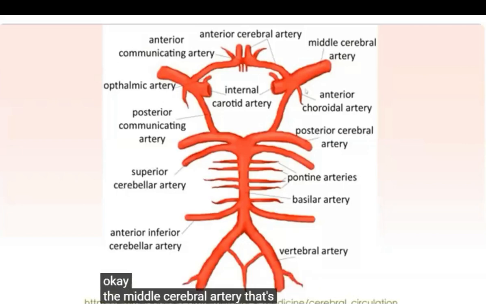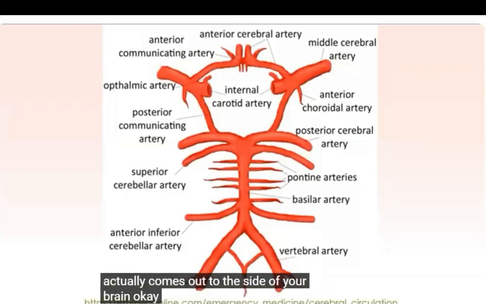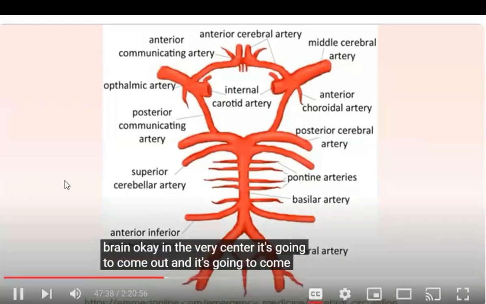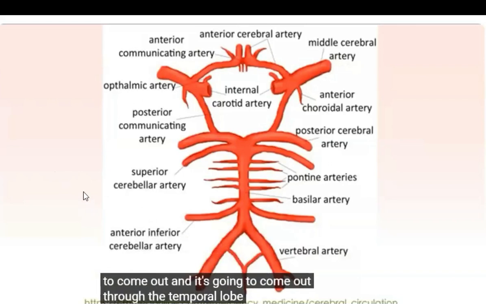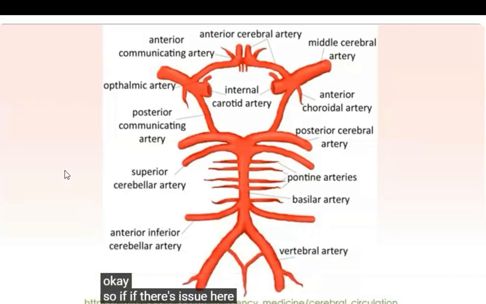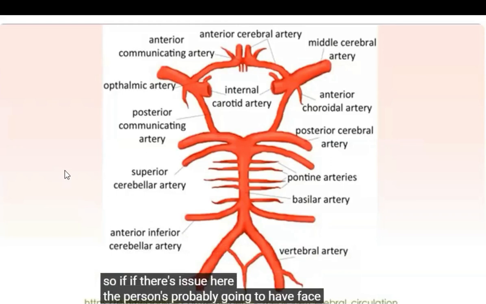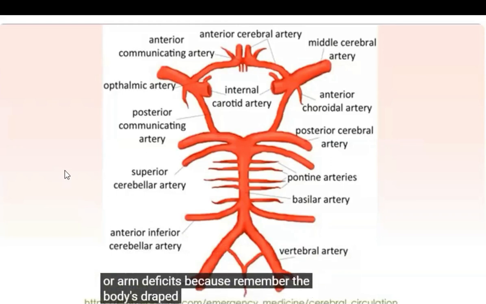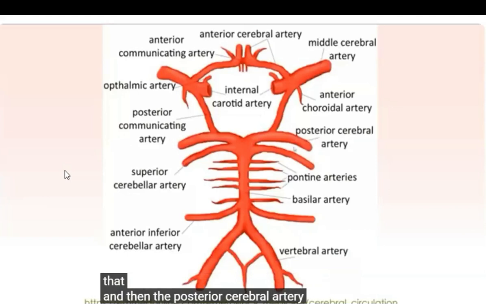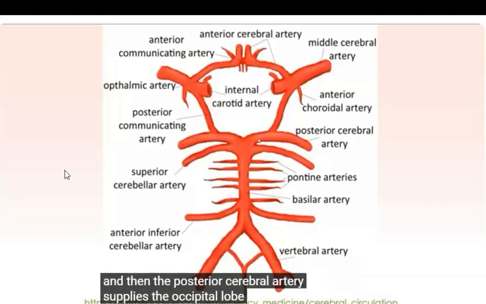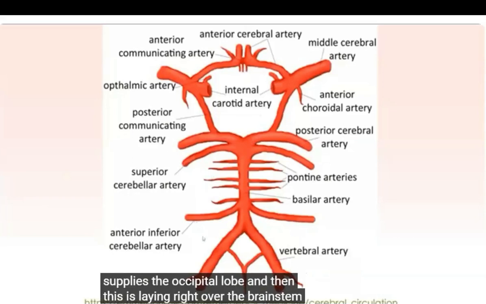The middle cerebral artery that's coming out here actually comes out to the side of your brain. In the very center, it's going to come out through the temporal lobe. So if there's an issue here, the person's probably going to have face or arm deficits because remember, the body's draped over and it goes the feet, the hands, and the face. Okay, everybody can see me, right, as I do that. And then the posterior cerebral artery supplies the occipital lobe. And then this is laying right over the brainstem.